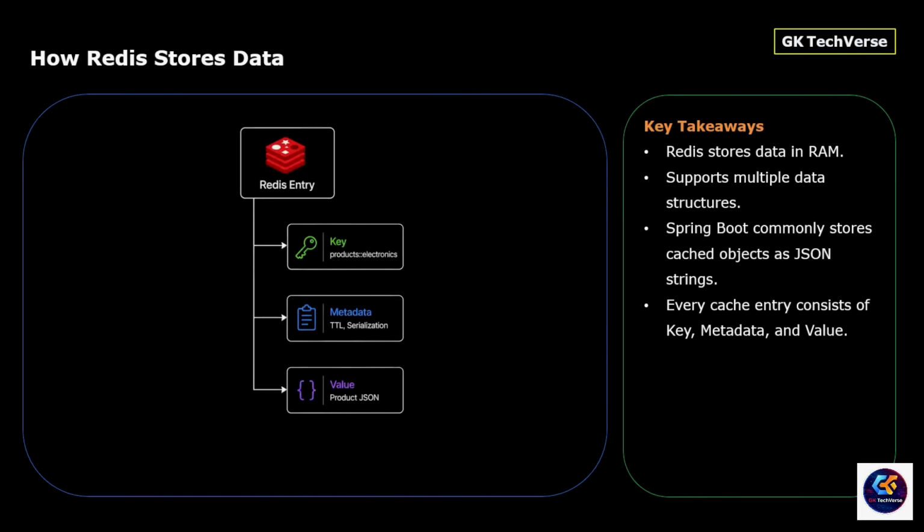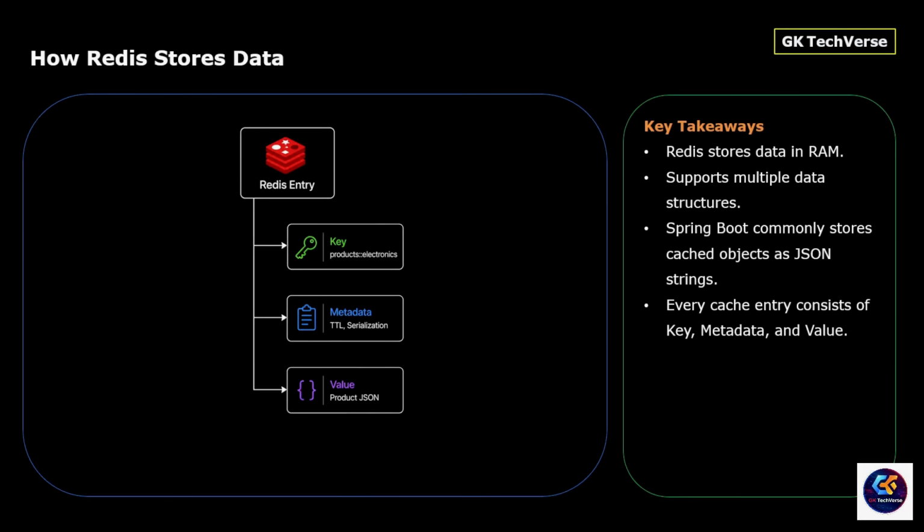Every cache entry contains three important pieces of information. The first is the key. The key uniquely identifies the cached data. The second is the metadata. Metadata stores information such as expiration time, serialization details, and internal bookkeeping. Finally, we have the value. The value contains the actual business data that our application needs.